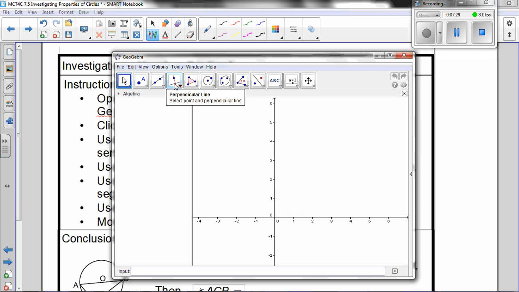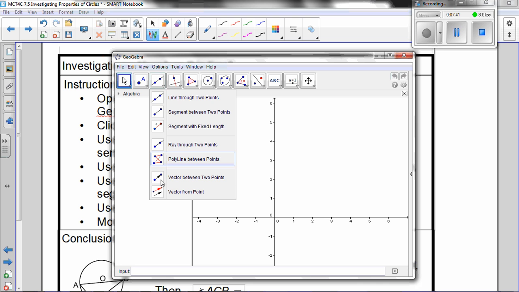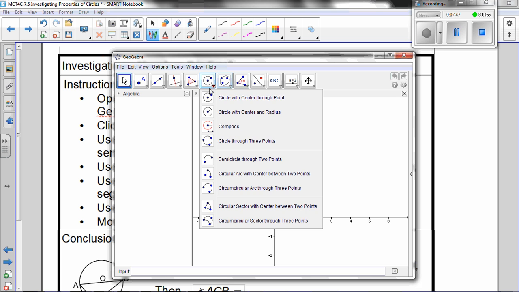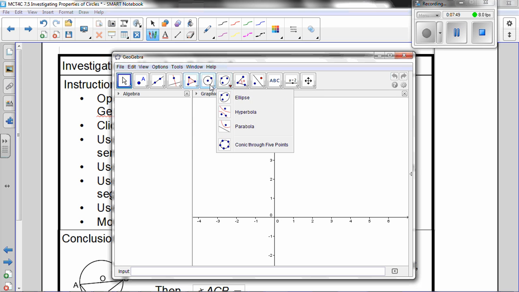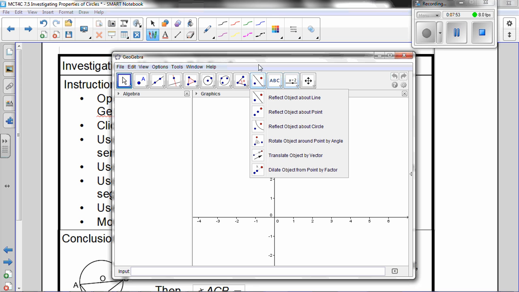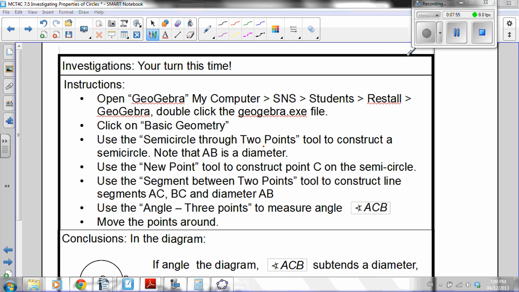So there's the perpendicular line tool, the line through 2 points tool, and the new point tool. Notice that the line tool is creating lines. If I click on the little arrow, I can see a whole bunch of different ways to make lines. So you're going to have to play around with some of these and experiment to find the right tool. It tells you in the instructions, but you will have to be a little bit patient. So have fun playing around with the computers.